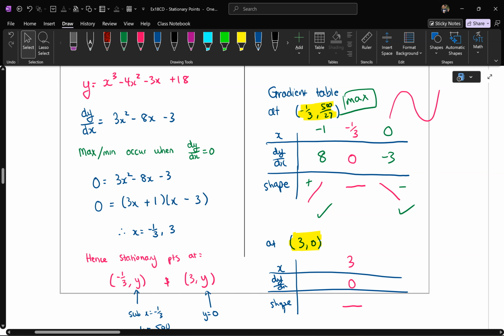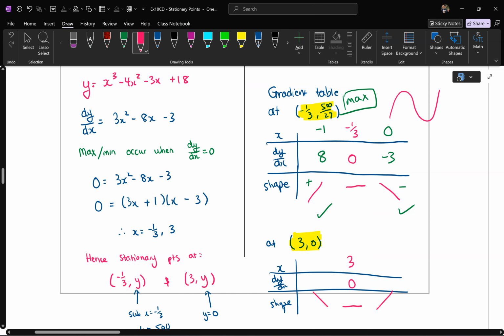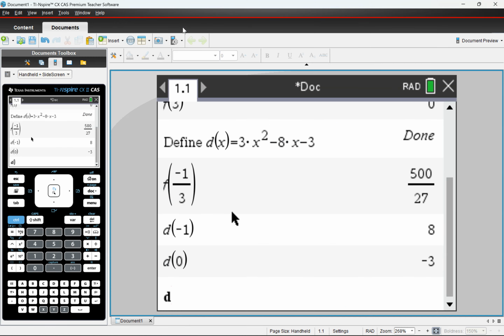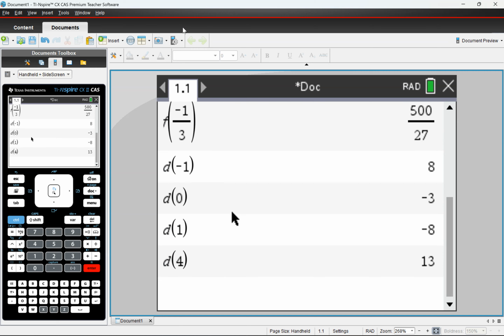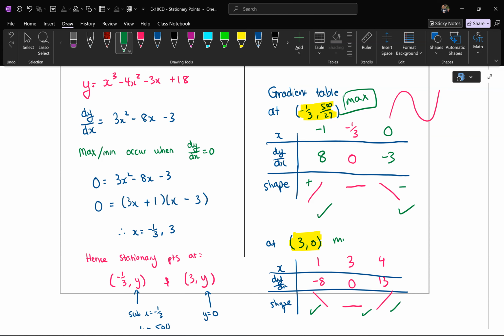And then similarly, if you did the same for 3, 0, we expect it to be a minimum. For it to be a minimum, this should be negative and this one should be positive. How do you test it? Pick a number smaller than 3 and then bigger than 3. So you can do 1 and you can do 4. And you actually have to write in the numbers and calculate them. So d of 1, d of 4, and you can see negative 8, 13 proves my point. So this must be a minimum.